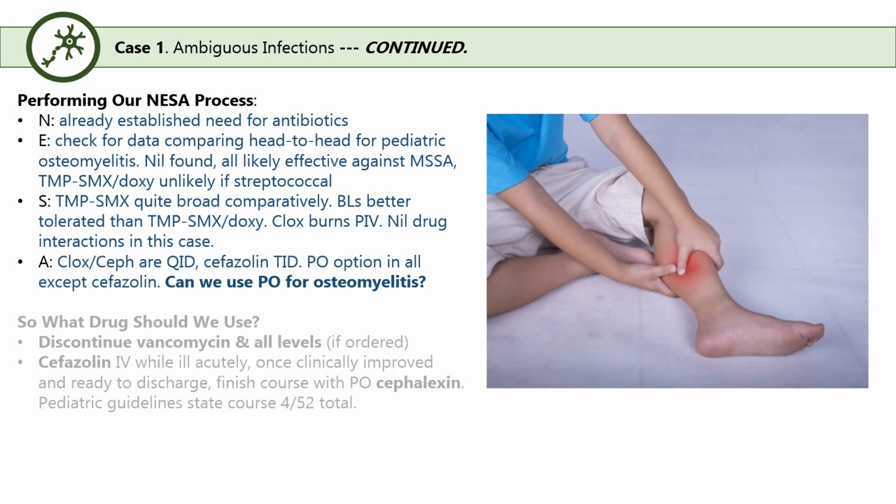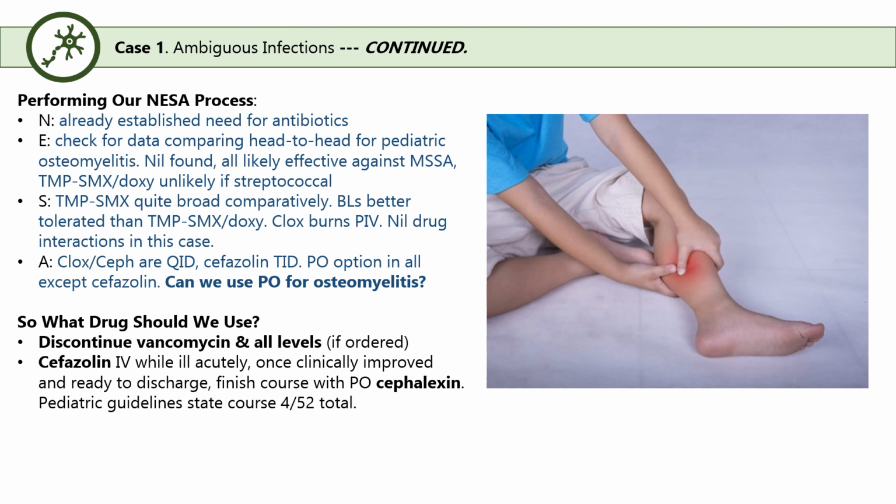In summary, our recommendation taking all of the above would be to discontinue vancomycin and any levels if they were ordered, and start IV cefazolin while the patient's acutely ill, to step down to PO cephalexin once clinically improved and ready to discharge for a course of 4 weeks total with outpatient follow-up. Remember, your NESA summary and judgment may slightly differ from others, and that's okay, as long as you can defend your choice confidently.